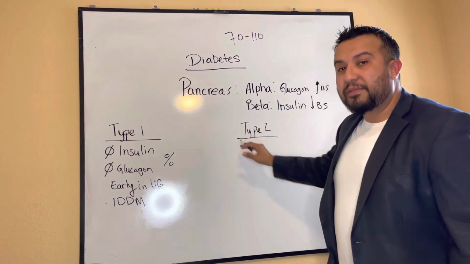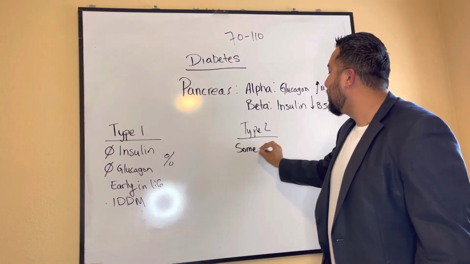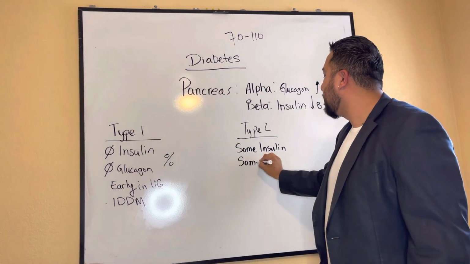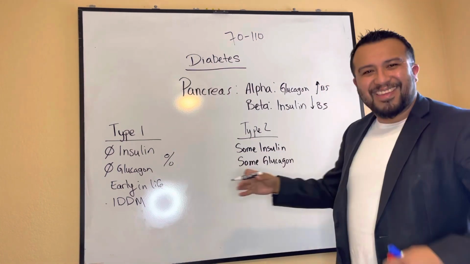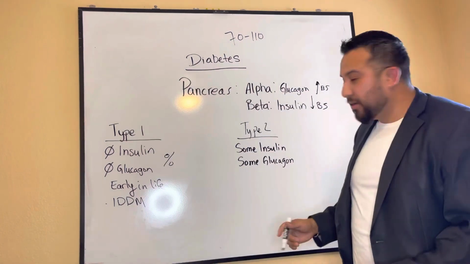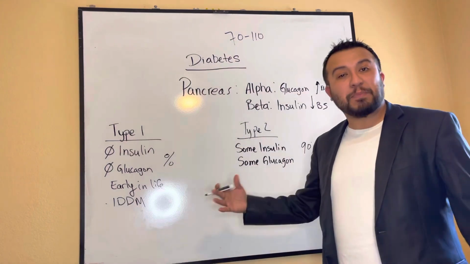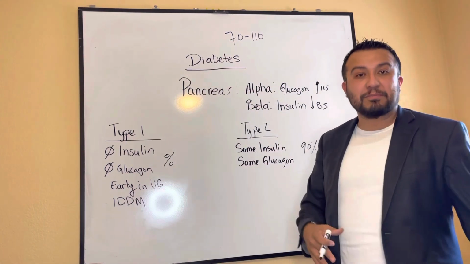So, your type 2 diabetes, a little bit different. This is more about lifestyle. When you have type 2 diabetes, you have some insulin. You have some glucagon. And this some that I'm talking about could be 90% of what you're supposed to have, and these patients don't necessarily manifest any symptoms of diabetes mellitus.